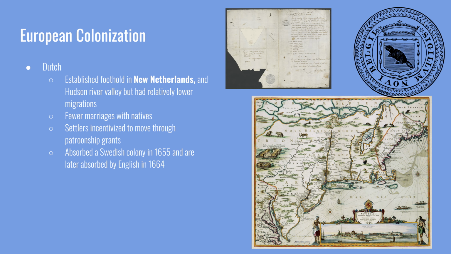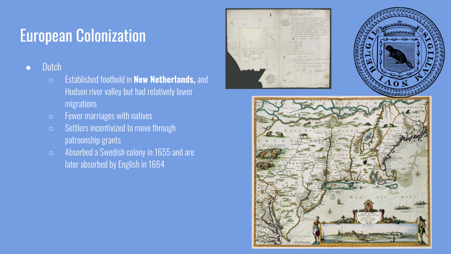The Dutch create an incentive program that grants land around the Hudson River called patroonships that will have mixed success. They do absorb the Swedish exploration in North America in 1655, but later they're going to be absorbed themselves by the English in 1664.